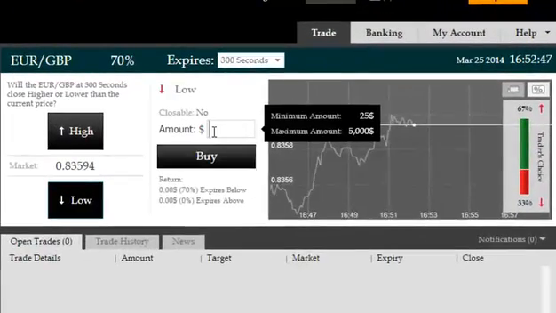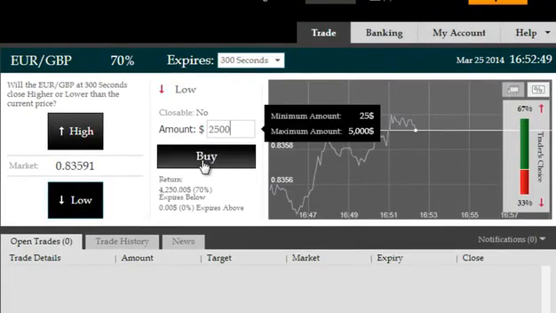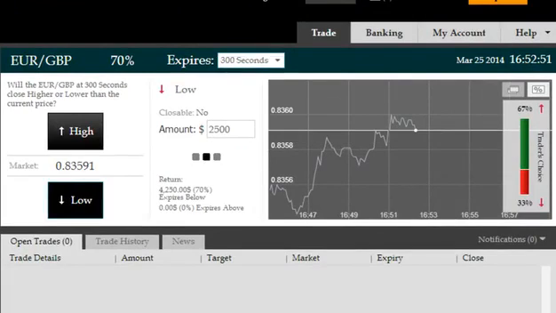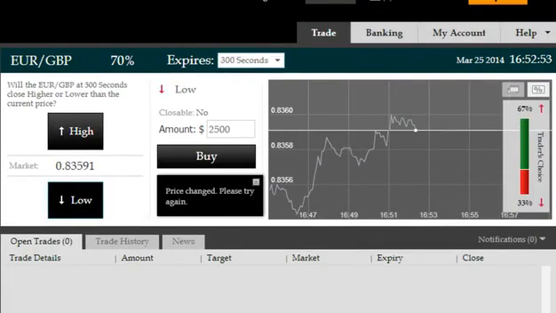Markups are not working. There aren't any buyers in the pictures. Euro GBP going short here. $2,500 invested in a low 5-minute binary option.